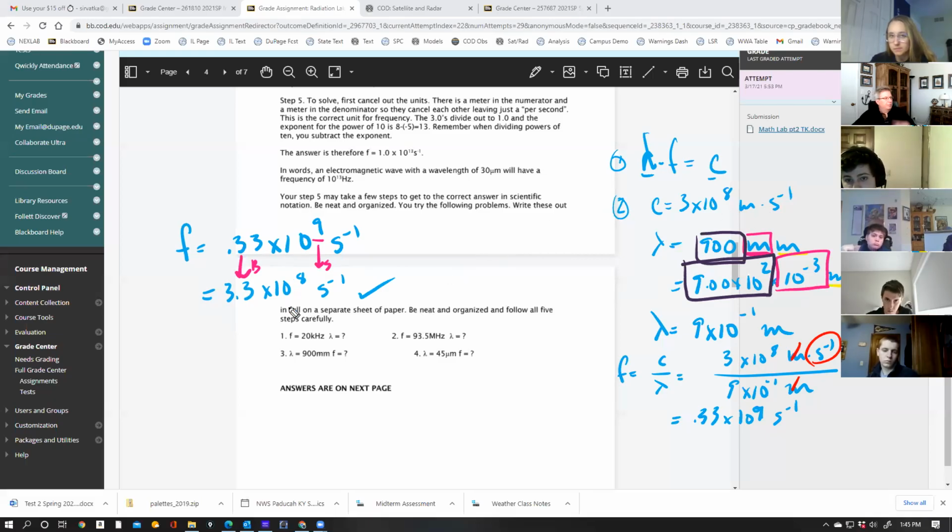And you don't have to convert to megahertz. You could say 330 megahertz, which is true, but this is a good, acceptable answer. Everybody good with that?